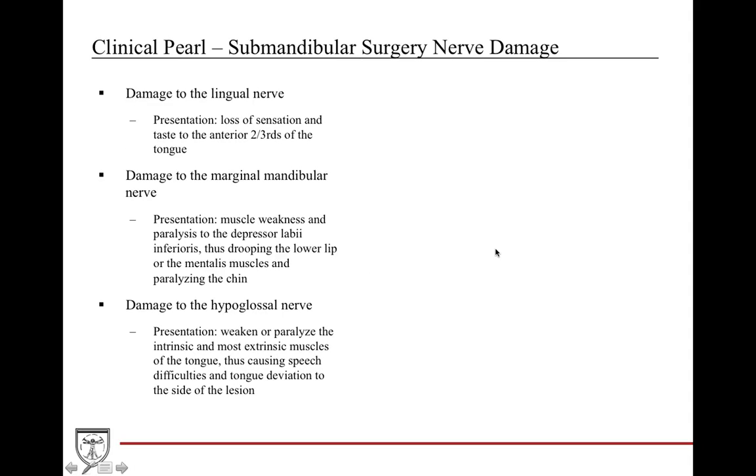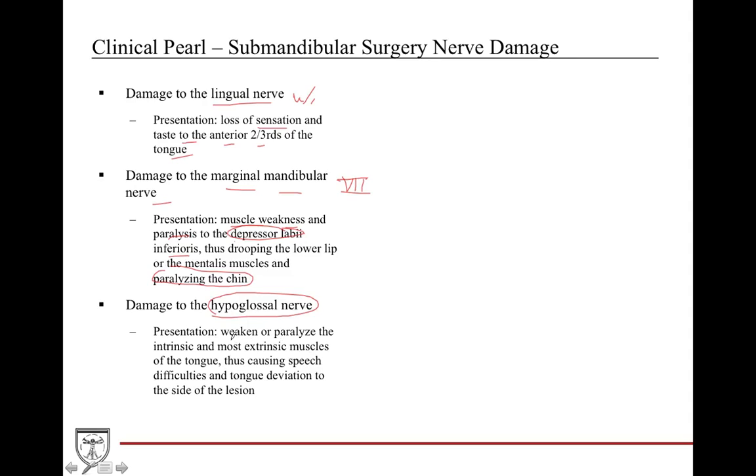You can get nerve damage from submandibular surgery. In this instance, you can have damage to the lingual nerve. If this happens, you get a loss of sensation and taste in the anterior two thirds of the tongue because the chorda tympani runs along with it. You can also get damage to the marginal mandibular nerve, which is a branch of the facial nerve. Then you'll have muscle weakness and paralysis in the lower face, the depressor labii inferioris. You can get drooping of the angle of the mouth and lower lip, as well as paralysis of the muscles of the chin. You can also get damage to the hypoglossal nerve, cranial nerve 12.